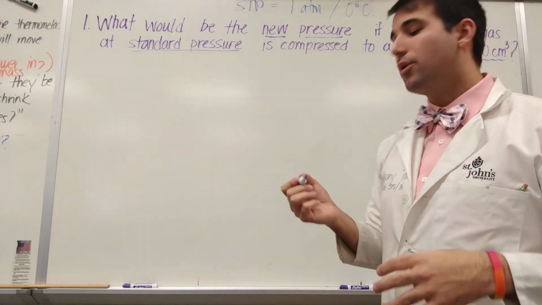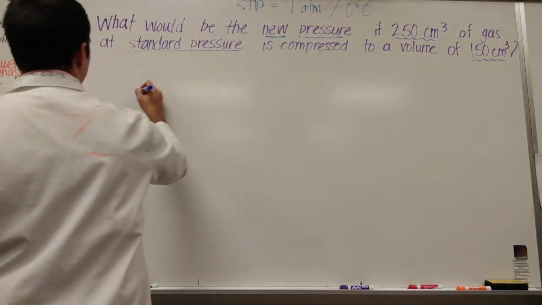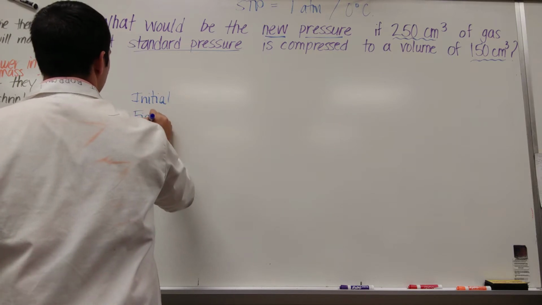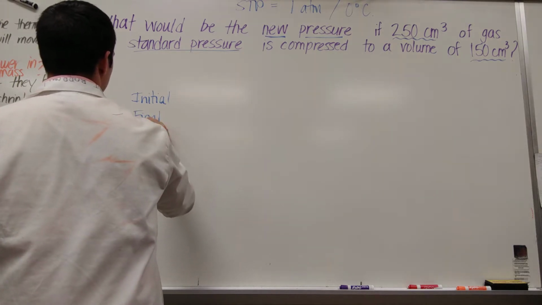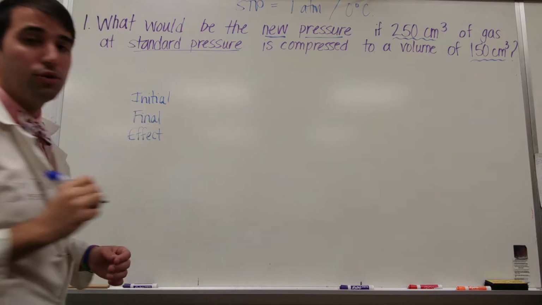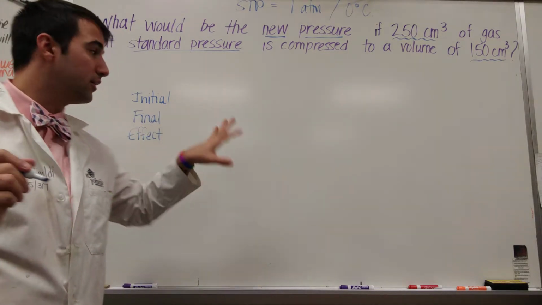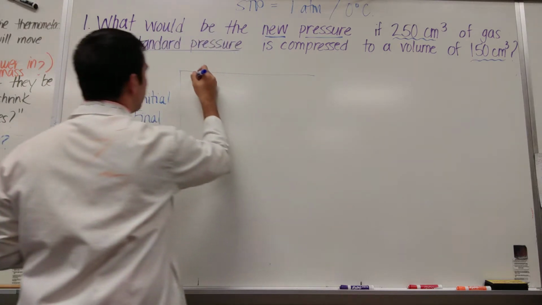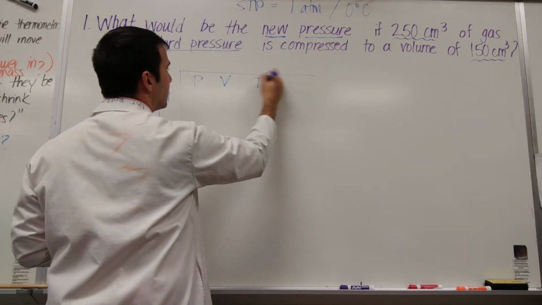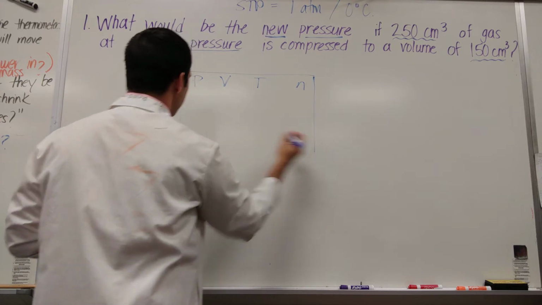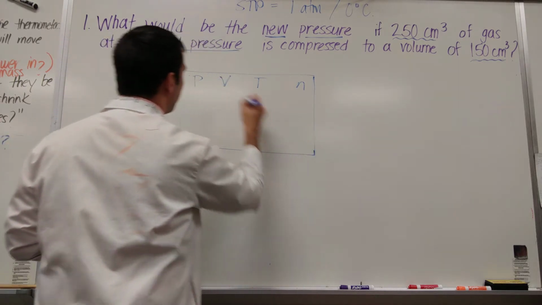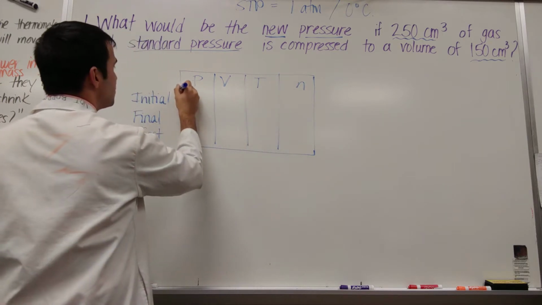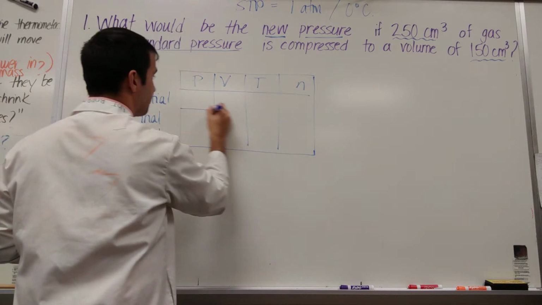Now remember, there was this table on your worksheet that looks like this. We have initial, final, and effect. And this is just so you understand how to organize your thoughts into a table. So things that we could look at that could be changing: P, V, T, and N. Okay? Now with this table, we have to think about what is changing and what's not changing.